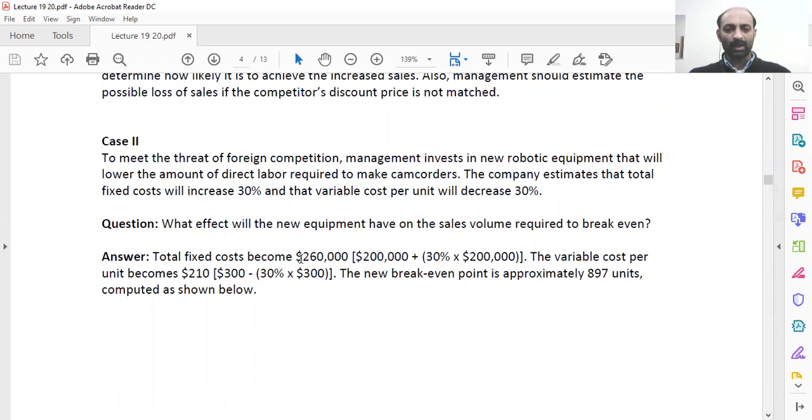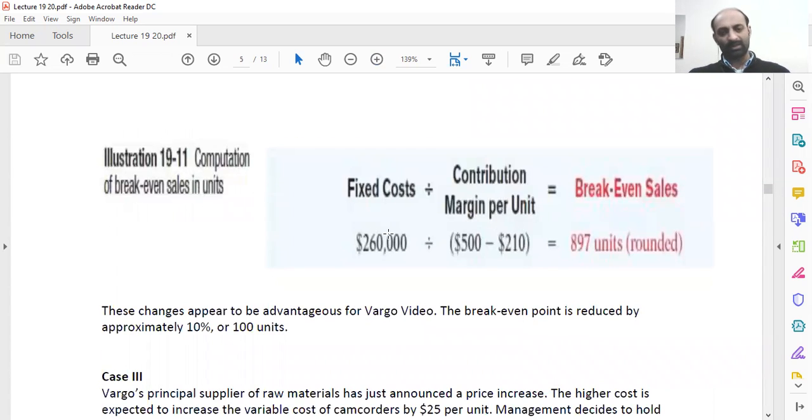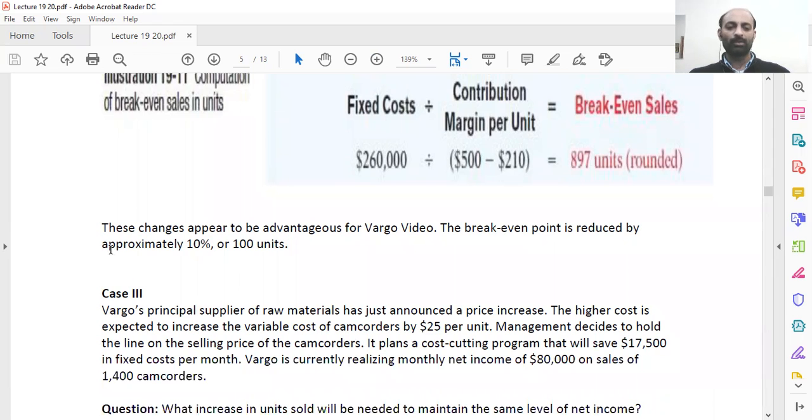Total fixed cost becomes 260,000 because there's an increase of 30%. The variable cost per unit becomes 210 because there's a decrease of 30% per unit. The new break-even point is approximately 897 units, computed as shown below. You divide the fixed cost by the new contribution margin per unit and you get the break-even sales in form of units. These changes appear to be advantageous for Vargo Video. The break-even point is reduced by approximately 10% or 100 units.